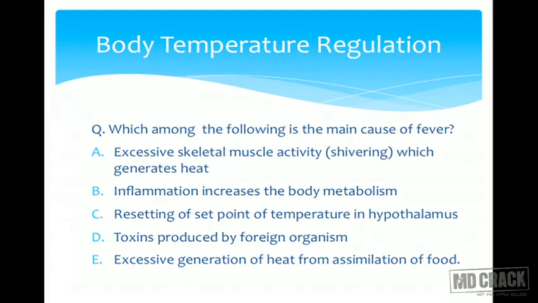Next, going to the next question. Which among the following is the main cause of fever? A, excessive skeletal muscle activity, for example shivering, which generates heat. B, inflammation increases the body metabolism. C, resetting of set point of temperature in hypothalamus. D, toxins produced by foreign organism. E, excessive generation of heat from the assimilation of the food.